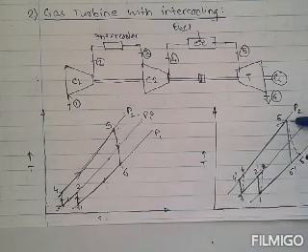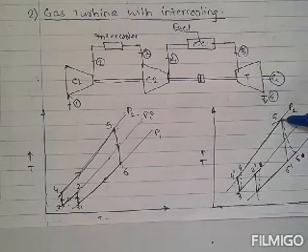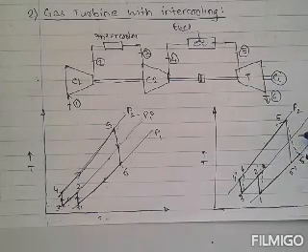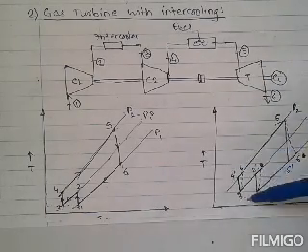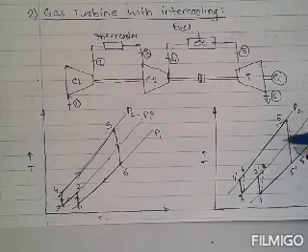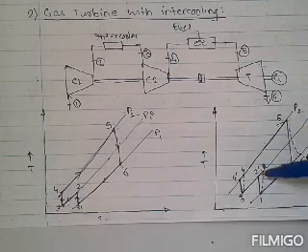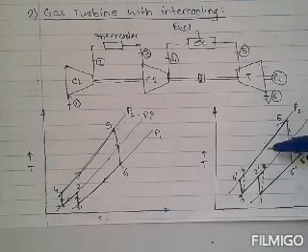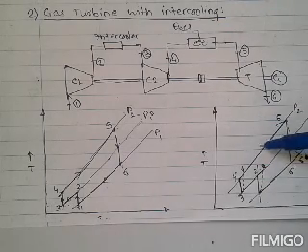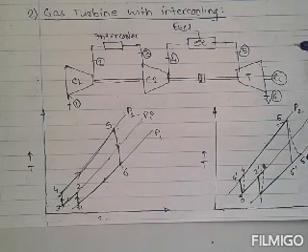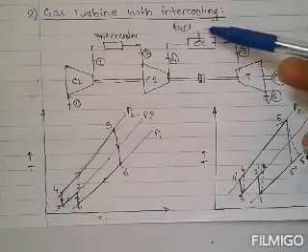To calculate efficiency we consider the turbine work, T5 minus T6, and we subtract the two compressor works from the turbine work. If we divide that net work output by the heat addition, then we get the efficiency of a gas turbine power plant with intercooling.